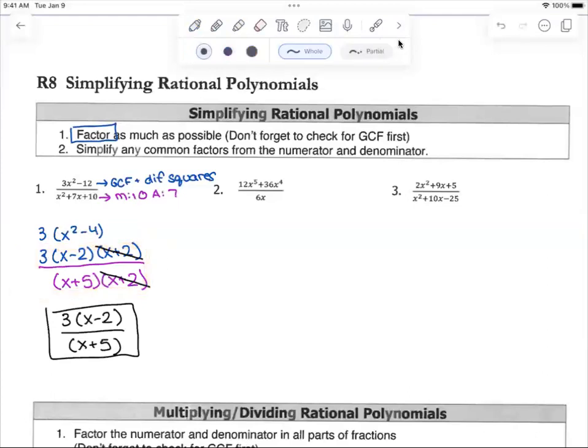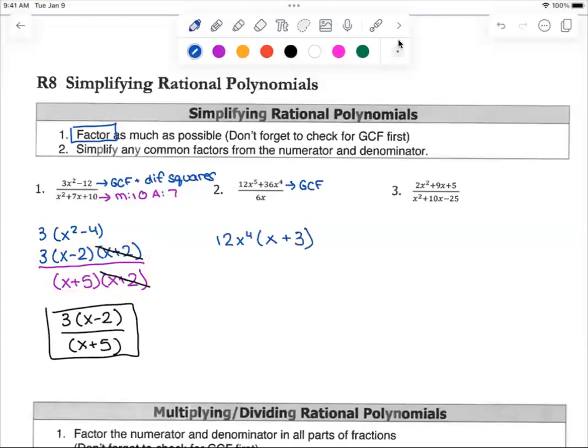Okay, let's take a look at number 2. Same thing. You look at the numerator and you're going to factor it. How are we going to factor it? Once again, this one has a GCF. Always check that first. 12 and 36, I can take out a 12. X to the 5th and x to the 4th, I can take out x to the 4th, which leaves me with an x plus 3. That's all I can do.